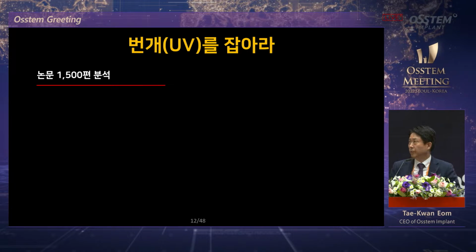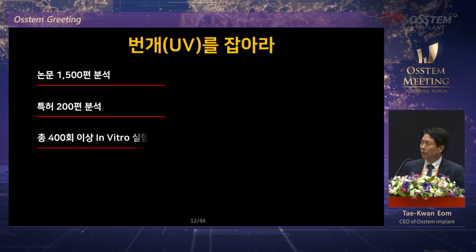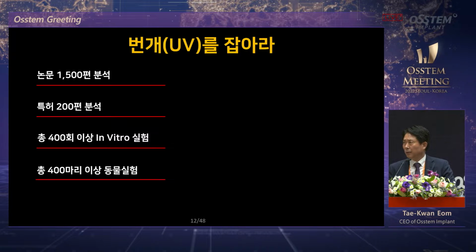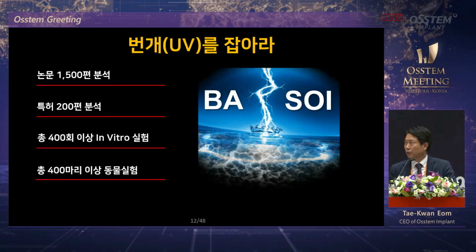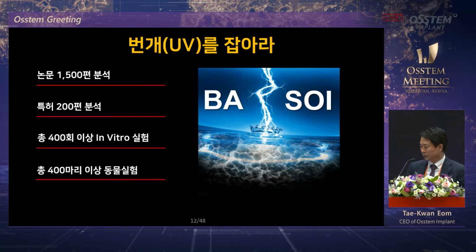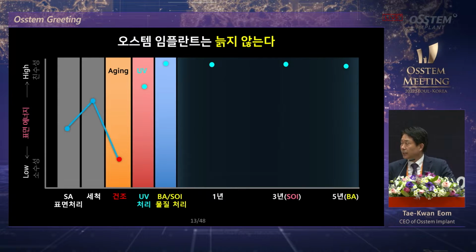First, 1,500 relevant papers were analyzed. That is a large volume of papers. Second, 200 patents were analyzed, and we did 400 in vitro experiments in medium-sized animals. More than 400 animals have been studied, and the UV was cut. BA and soy, these two are the results. We didn't talk about it when we launched the BA and the soy. Let me explain why.